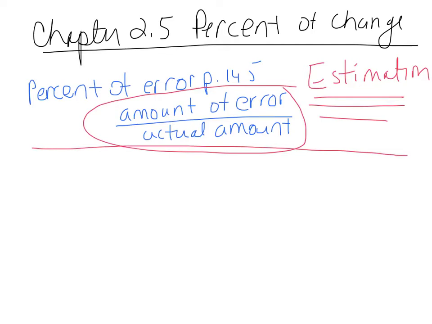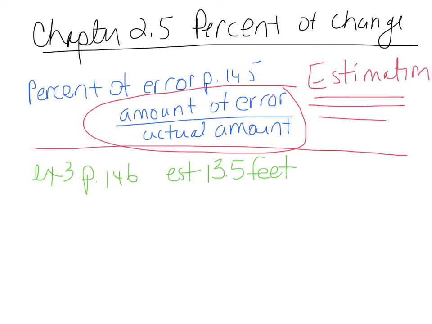So let's go through this and look at example 3 on page 146. This is an example of amount of error. So we're estimating, which we do a lot in percents. Okay, Ahmed wants to practice 3 free throws. He estimates the distance from the free throw line to the hoop and marks it with a chalk. Ahmed's estimate was 13 and a half feet, 13.5 feet. That's what he estimated.